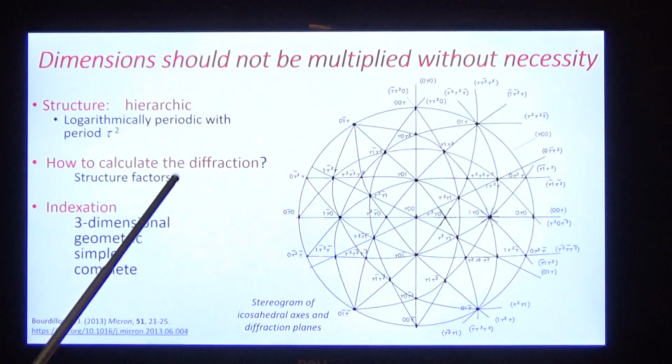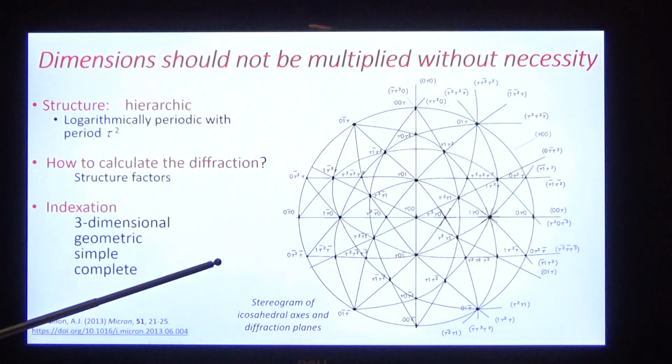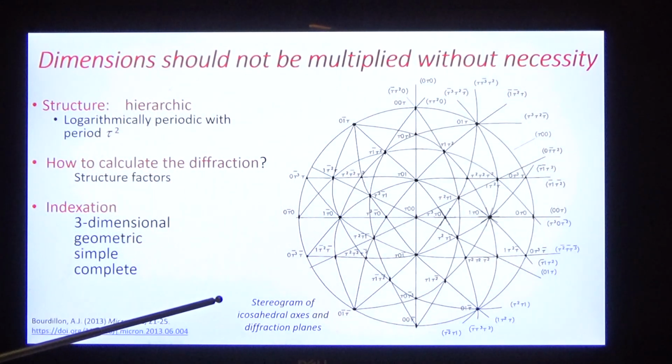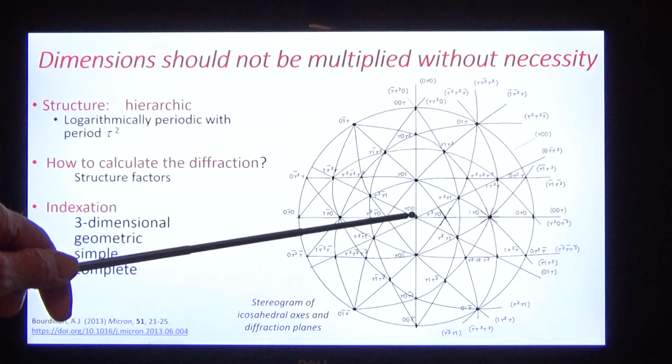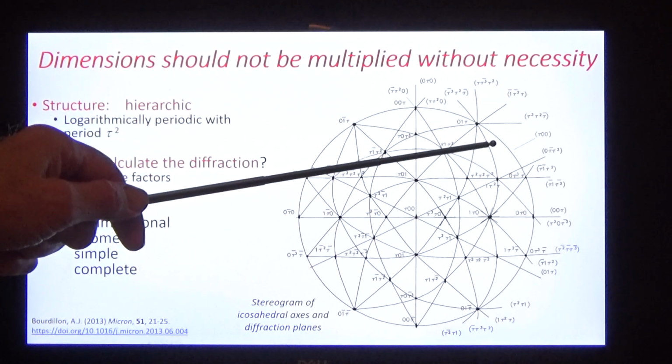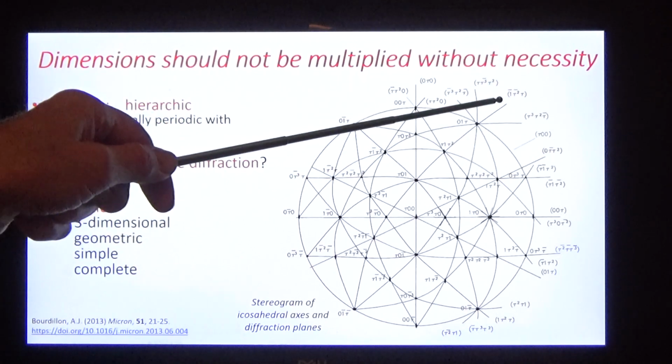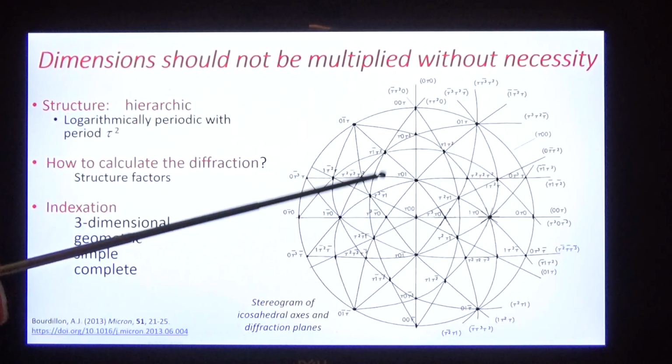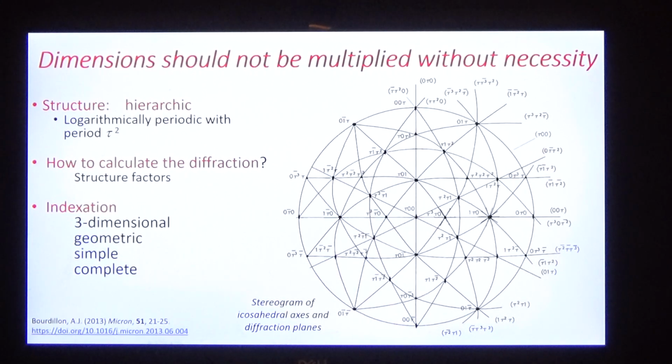First, we have to correct the indexation. Here's this diagram of the principal axis of the icosahedral structure. And normal to the principal axis are the diffraction planes. They're all 3-dimensional, geometric, simple and complete. Dimensions should not be multiplied without necessity.